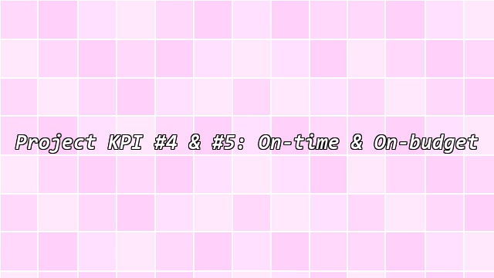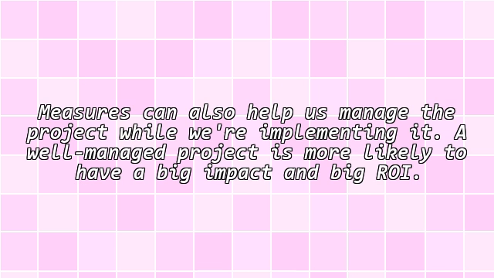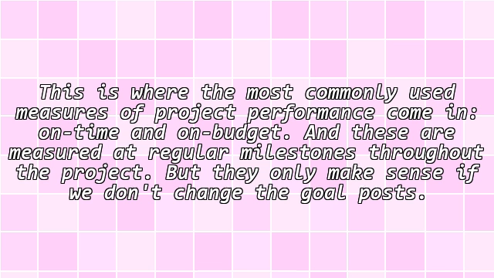Project KPI #4 & #5. On time & on budget. Measures can also help us manage the project while we are implementing it. A well-managed project is more likely to have a big impact and big ROI. This is where the most commonly used measures of project performance come in. On time and on budget. And these are measured at regular milestones throughout the project. But they only make sense if we don't change the goalposts.